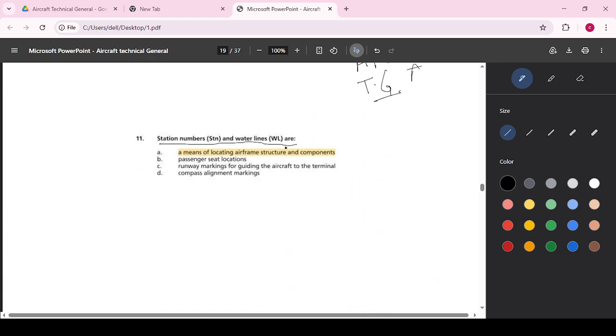So, station numbers and water lines are a means of locating airframe structures and components. Correct. Passenger seat locations? No. Runway markings for guiding the aircraft to the terminal? No. Compass alignment markings? No. So the answer is A.